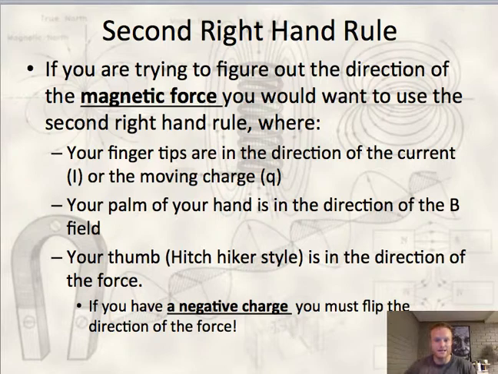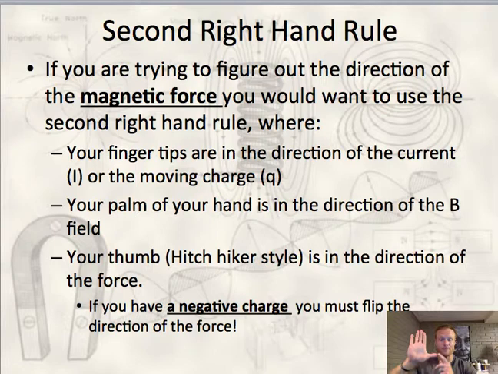So if you have a right hand, take a look at it right now. Your fingertips are going to point in the direction of the current or a moving charge. So if I shoot an electron through a magnetic field, or if I shoot a proton through a magnetic field, that would be a moving charge. Or the direction of the current, which is represented by I, and a moving charge is represented by Q. The palm of your hand is in the direction of the B field. So you point your fingertips in the direction of the current, and the palm of your hand will be in the direction of the magnetic field, or the B field.